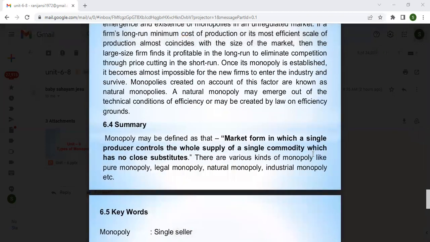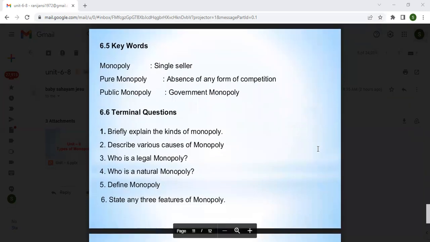Summary. Monopoly may be defined as that market form in which a single producer controls the whole supply of a single commodity which has no close substitutes. There are various kinds of monopoly like pure monopoly, legal monopoly, natural monopoly, industrial monopoly, etc. Keywords: monopoly, single seller; pure monopoly, absence of any form of competition; public monopoly, government monopoly.